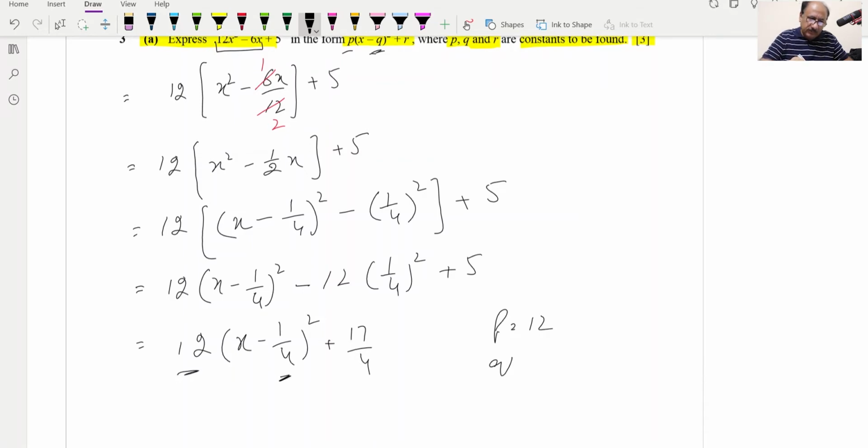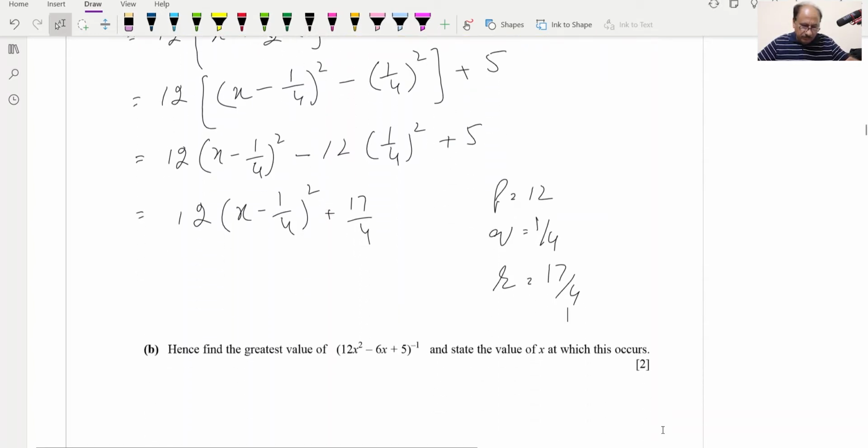Minus is there with the q, so q is equal to 1 over 4. Similarly, r value is 17 by 4, so r is equal to 17 over 4. These are the required three values. We are done with this.